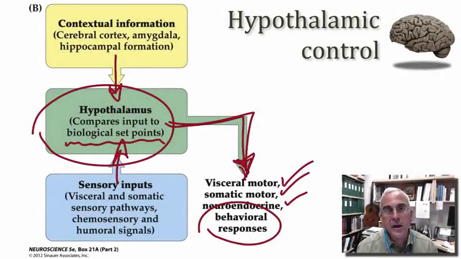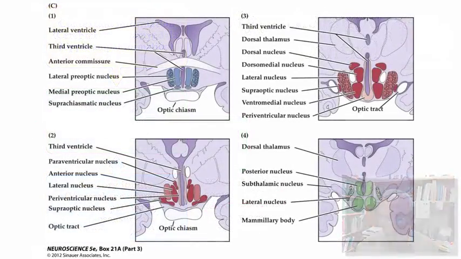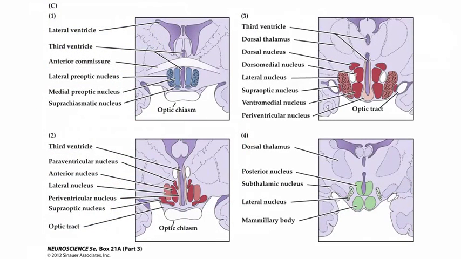Okay, well let's now look in a little bit more particular detail at different nuclei of the hypothalamus. And I want to give you a sense of what is the diversity of function that is attributable to different nuclei within this collection that we call the hypothalamus. Now, I don't intend for you to know all of this detail.